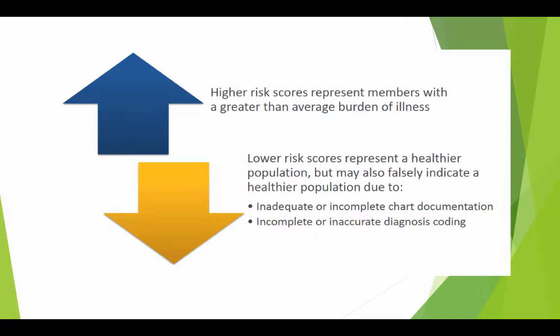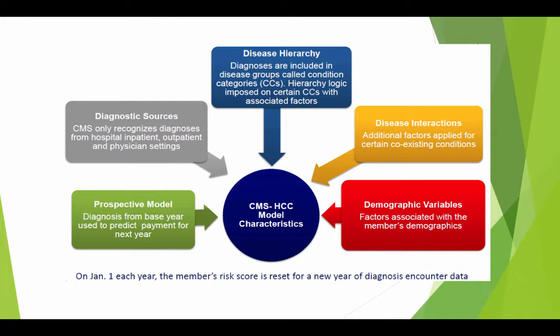It's the same ICD-10 codes, but it is a slightly more complex system. So it is important that folks doing HCC coding know exactly how to do that appropriately. So this is just a little model of what that looks like, of how all of the different pieces go into it: the disease hierarchy, disease interactions, demographics, diagnostic sources, and then a prospective model. So the diagnosis from the base year is used to predict payment for the next year.